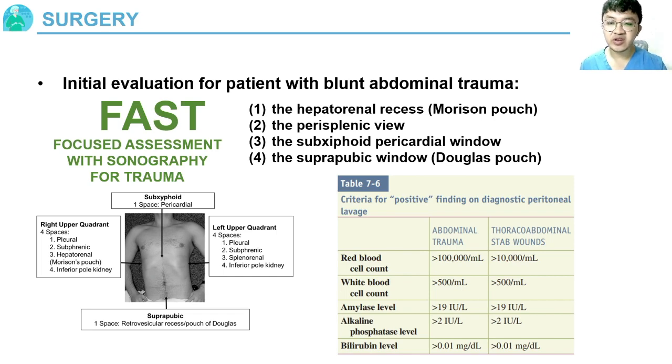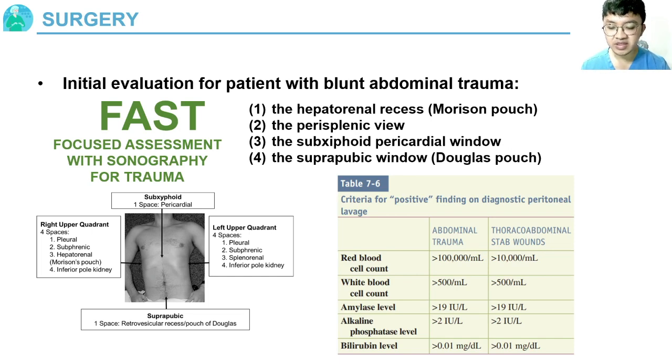So the parameters for DPL are high yield, even though DPL is less likely used nowadays. So for the board exams, I think what's important is you just understand and memorize the parameters. So we have 5 parameters. You have your RBC, WBC, amylase, alkaline phosphatase, and bilirubin. Again, that's RBC, WBC, amylase, alkaline phosphatase, and bilirubin.